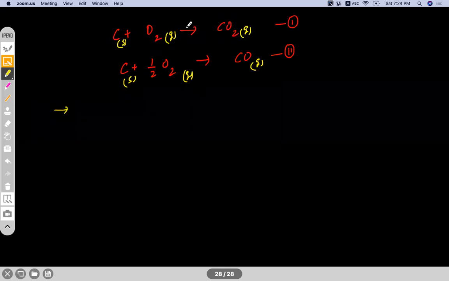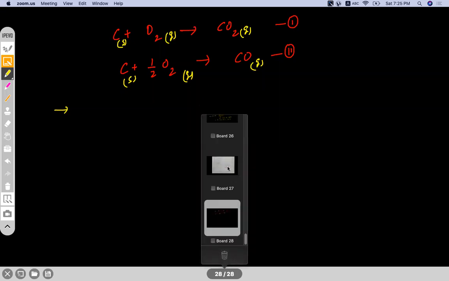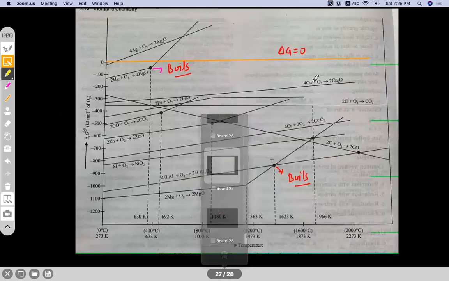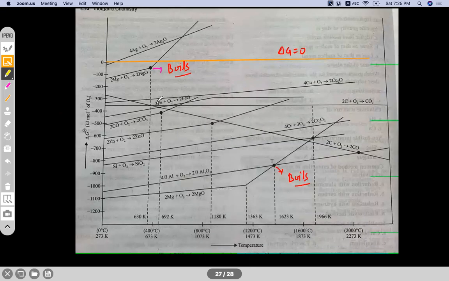That's why the Gibbs free energy change, delta G naught, is also minimal. That's why, if you go back and see the graph, the change in delta G is minimal for CO2. You see it is almost a straight line or slightly decreases, almost minimal. So this is the explanation for the first reaction, of CO2.